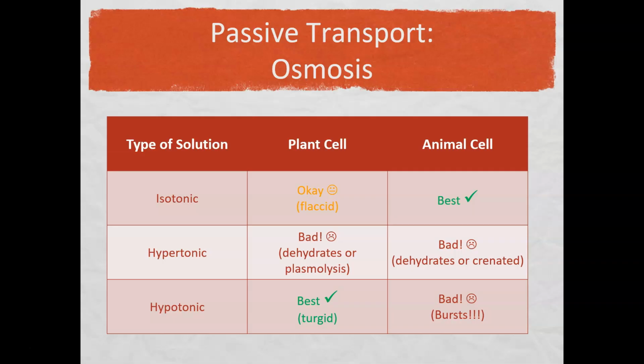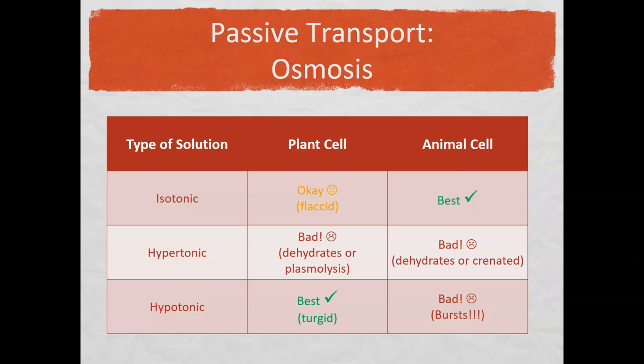An animal cell, same thing. Not a good situation for us either. So they will also end up dehydrating, or you'll come across this term called crenated. Often you'll see it in diagrams with red blood cells where these cells look all shriveled and crinkled up. Once again, not a good situation. That's not where we want to be.